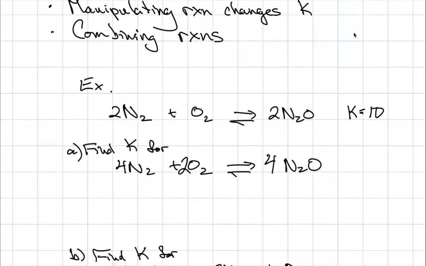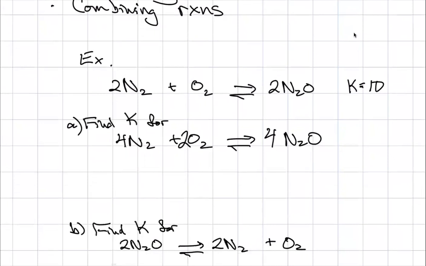So for example, if I give you 2N2 plus O2 is an equilibrium with 2N2O, if I were to write the equilibrium expression, it would be N2O squared over N2 squared times O2. And this one has a value of 10.